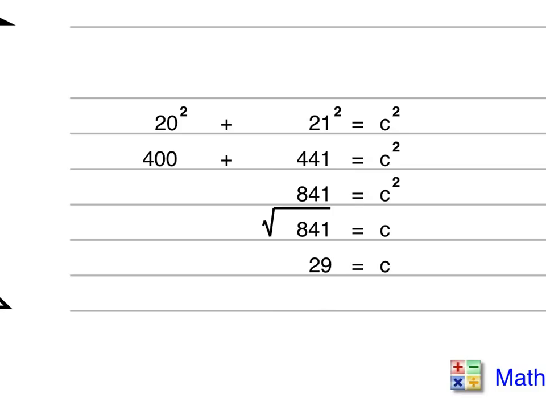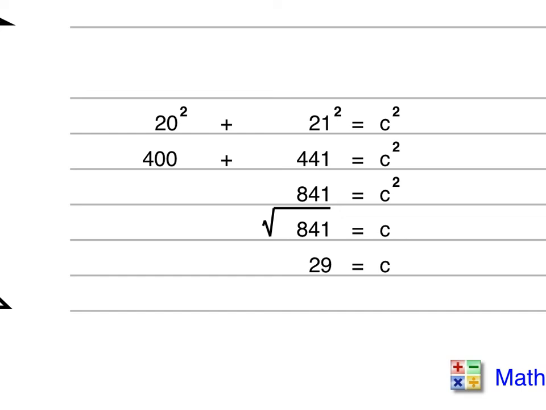All right, so after you solved it, you should have gotten something like this. 20 squared plus 21 squared, good, 400, 441. Add those together, 841. Take the square root of both sides, and that leaves you with c is equal to 29.